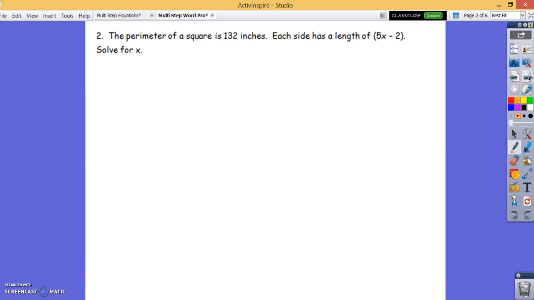The perimeter of a square is 132 inches. Each side has a length of 5x minus 2. Solve for x. Well, I know for sure that it's going to total out, so I'm going to put an equal sign to be 132 inches. The other thing that I know is that there are 4 sides that are that length, so I'm going to say times 4. If I were to draw a picture just to help myself out, pictures are not required.